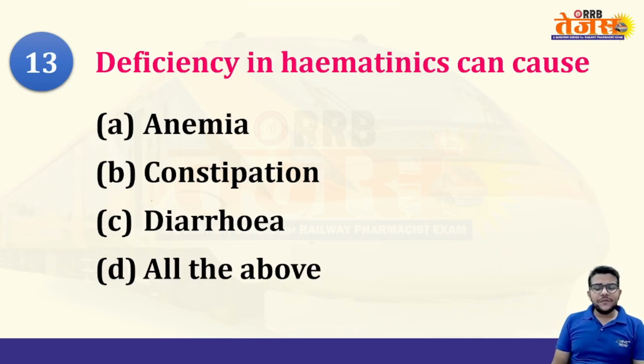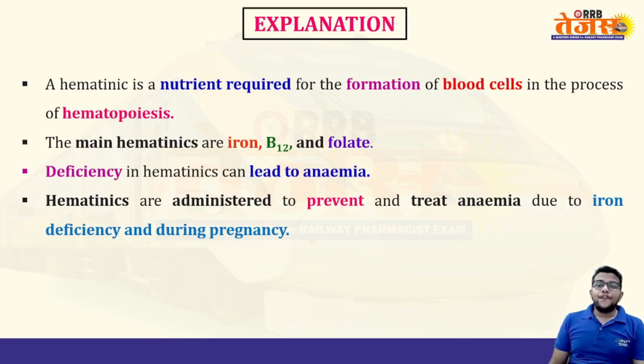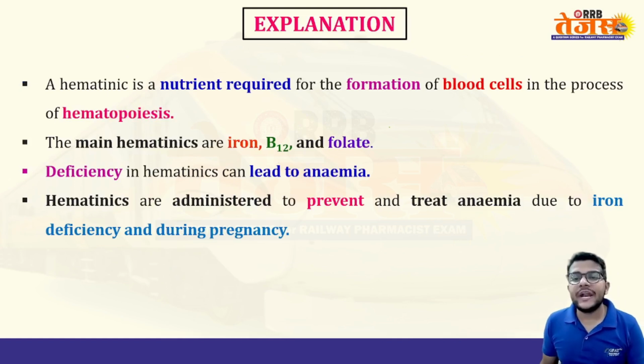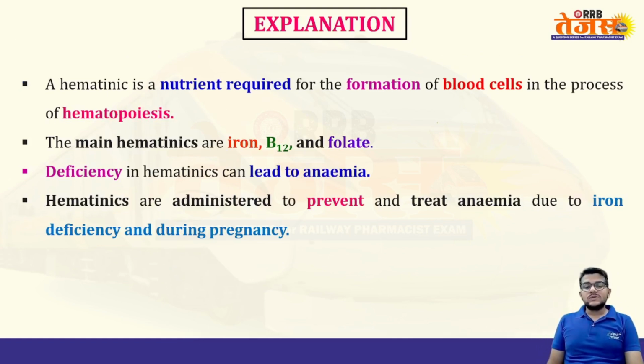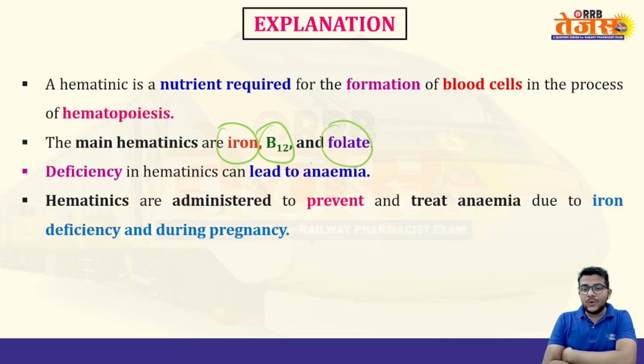Next, deficiency of haematinics can cause anemia. Anemia is a deficiency of your blood. Haematinics are nutrients required in the formation of red blood cells, or blood cells. The process of formation of blood cells is hematopoiesis. The main haematinics include iron, vitamin B12, that is cyanocobalamin, and folate, that is folic acid. Deficiency of these nutrients needed for the formation of blood cells leads to anemia.